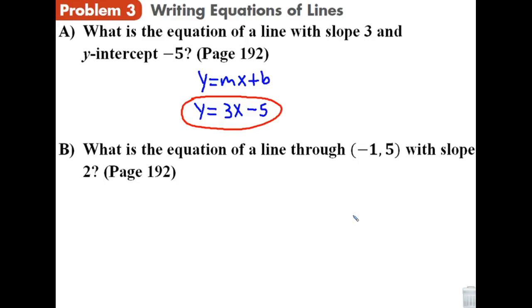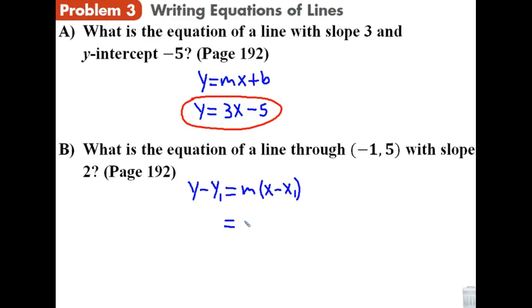Right, in part B, same idea. This time instead of a y-intercept, we're giving a point on that line along with the slope. Okay, so point-slope. This time we want to use our point-slope form of the equation: y minus y1 is equal to m times x minus x1.